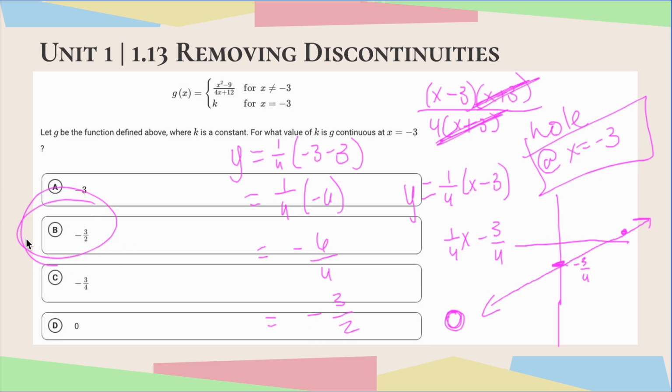Just to bring it back around, what I've done is said that when x equals -3, I've forced this function to output -3/2, which is what my function would have otherwise output if it did not have that hole in the graph.